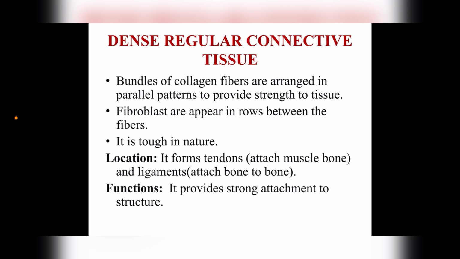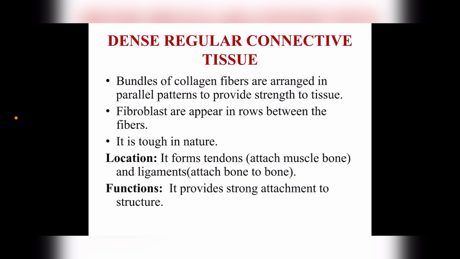First, dense regular connective tissue. Here, the collagen fibers are arranged in a parallel pattern as bundles to provide strength to the connective tissue. Its main characteristic is a bundle arrangement of the collagen fibers in a parallel pattern. Fibroblasts appear between the fibers in rows. The arrangement of the fibroblasts in the dense regular connective tissue is in a row between the fibers.